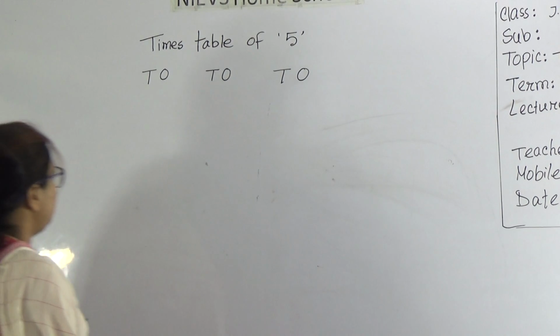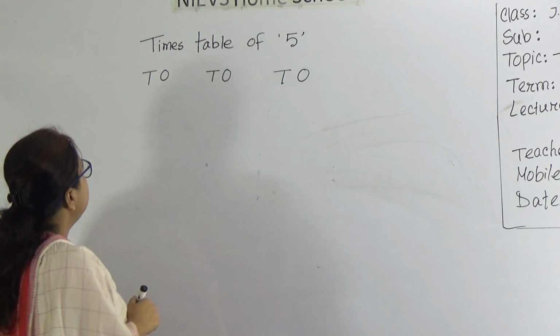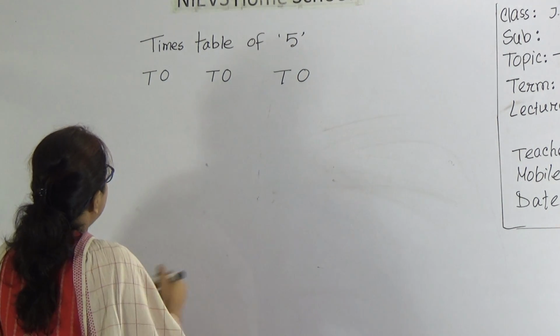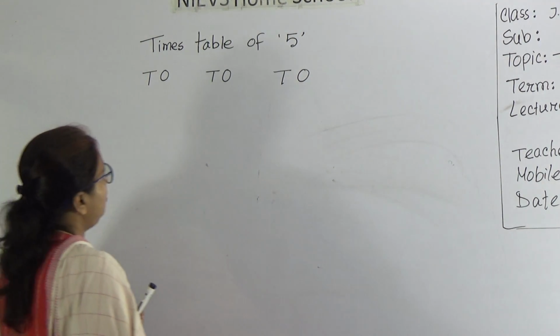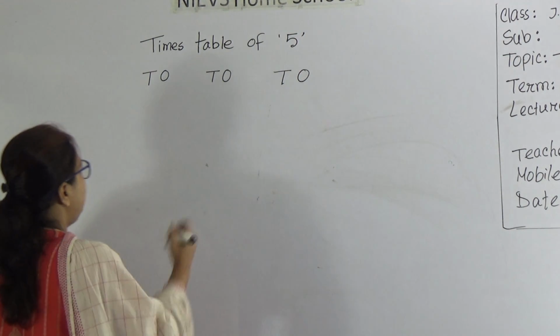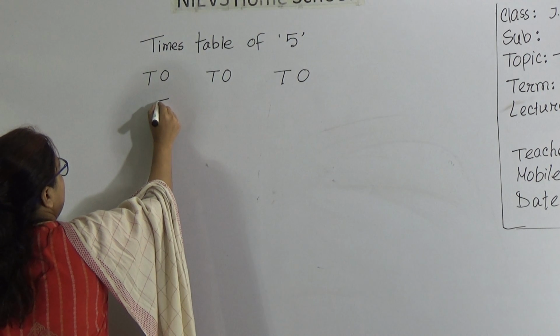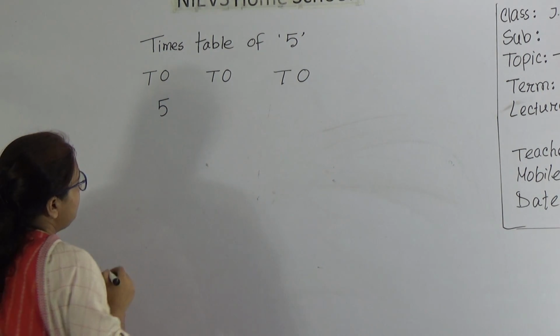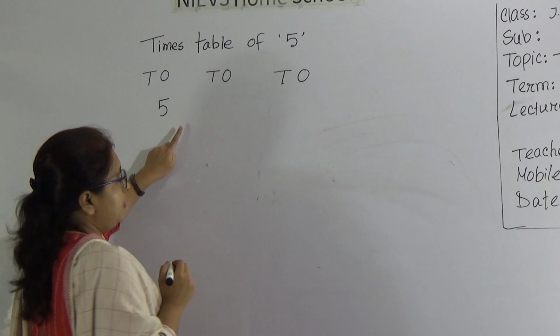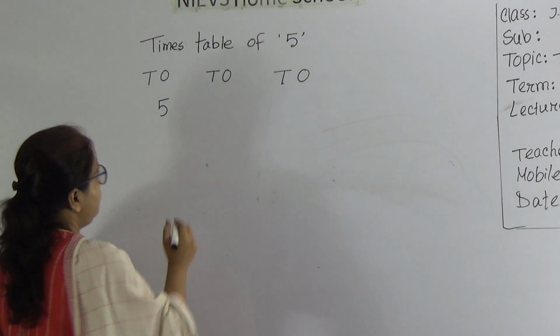Students, look at the board. Times table of 5. And remember that you must repeat after me. Listen and repeat after me.